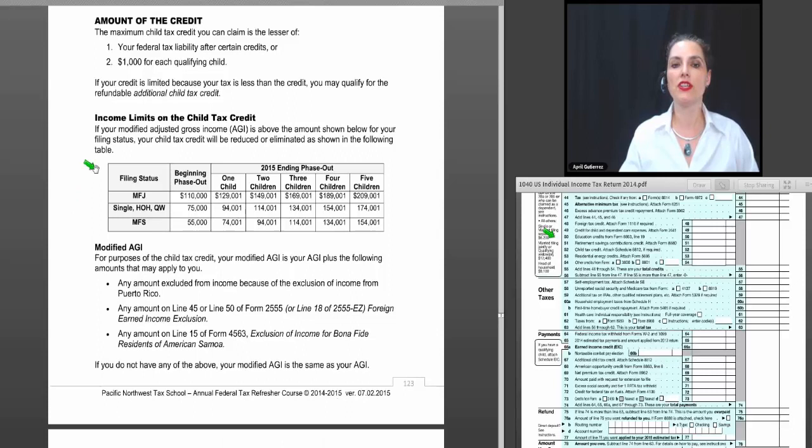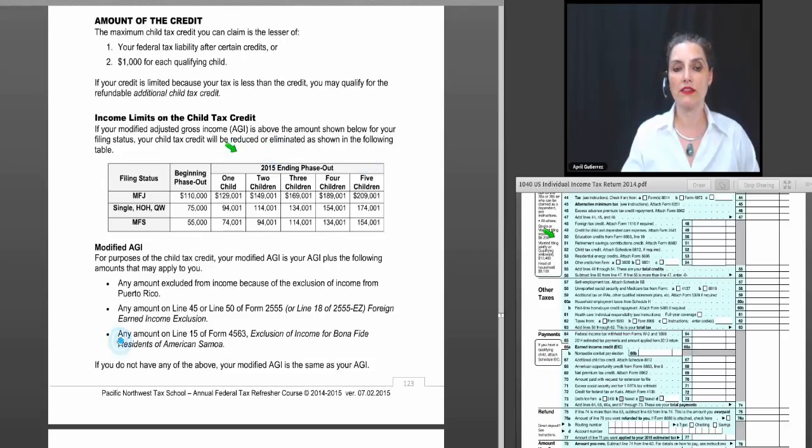If your modified AGI is above the amount shown below for your filing status, your child tax credit will be reduced or eliminated as shown in the following table. And how much or little child tax credit you're going to be able to claim really is dependent on the number of children you have. Your income can be higher and still receive some child tax credit if you have multiple children as opposed to only one child.